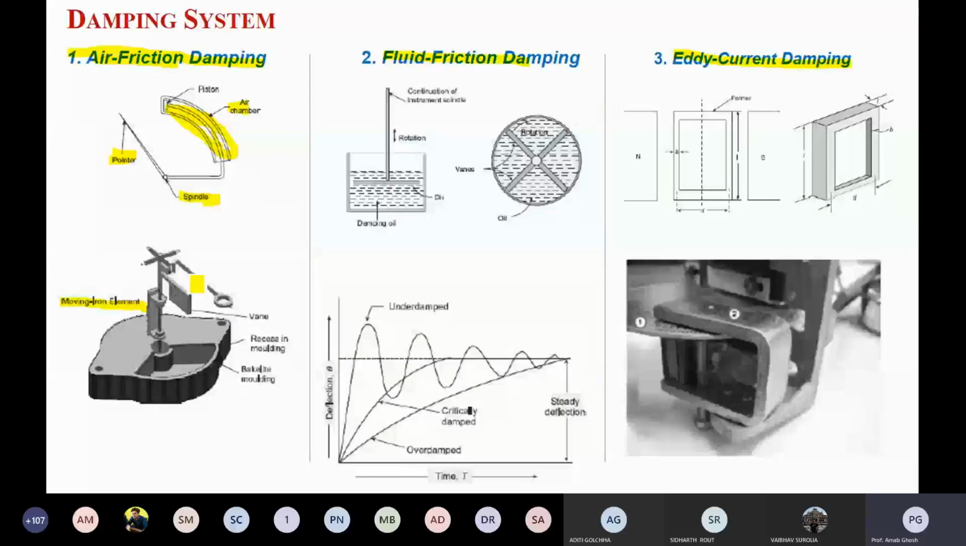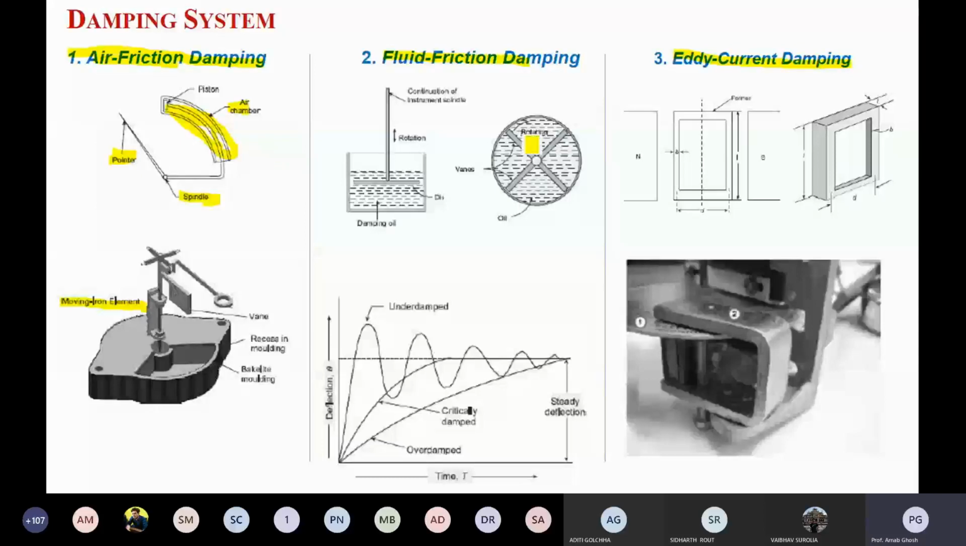Next one is the fluid friction damping. In fluid friction damping, you can see that the chamber is normally full of oil. The frictional force of oil is much higher. The viscosity is always responsible for the oil friction, or the friction of the moving substance.